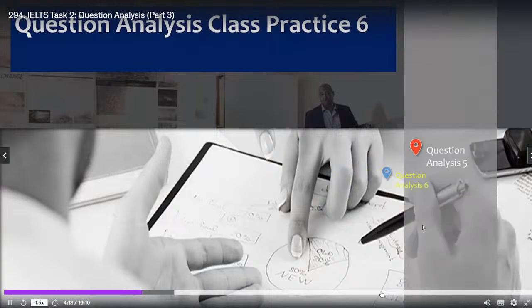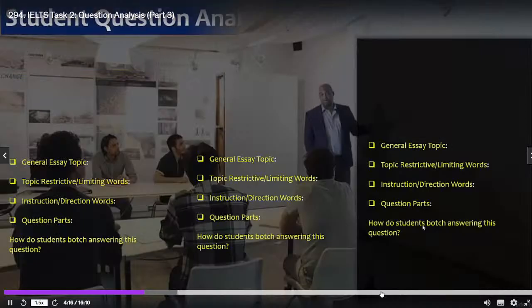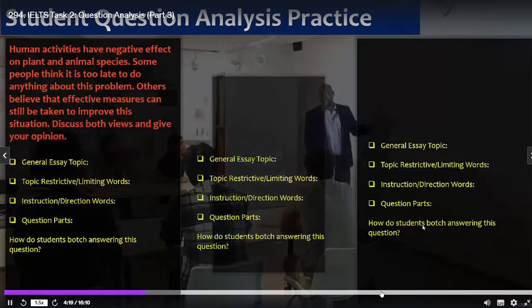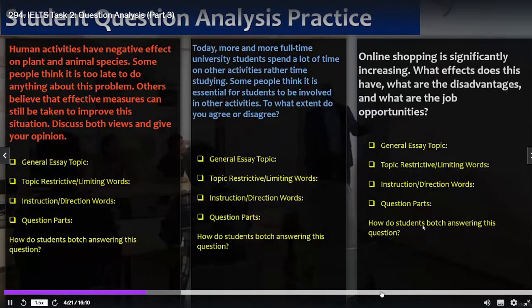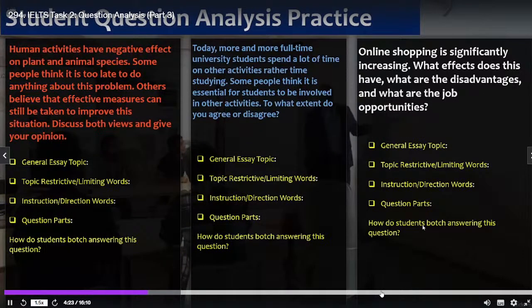Okay, everybody, let's move forward to question analysis class practice 6. Let's keep up the pace, let's keep up the motivation. We have 3 questions. First question in red. Human activities have negative effect on plant and animal species. Some people think it's too late to do anything about this problem. Others believe that effective measures can still be taken to improve this situation. Discuss both views and give your opinion.